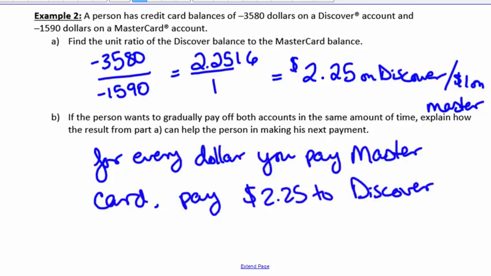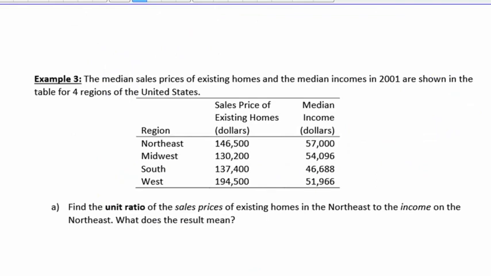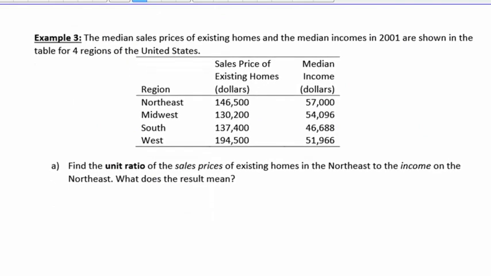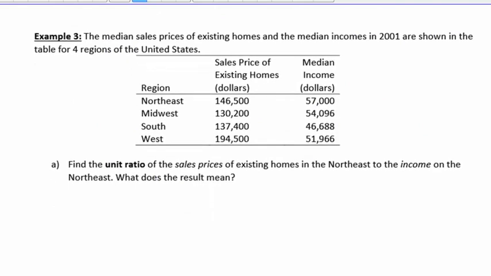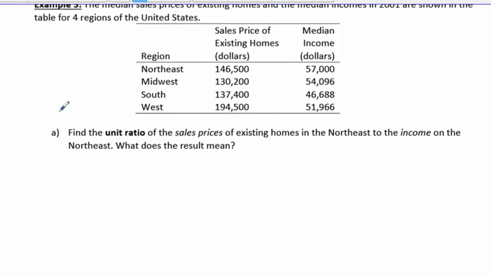Let's go to the next page. Example 3. The median sales price of existing homes and the median incomes in 2001 are shown in the table below for 4 regions in the United States. Alright, so what I want to do in Part A is find the unit ratio of the sales price of an existing home in the Northeast to the income in the Northeast. So sales price to income, so I'm going to start with sales price.